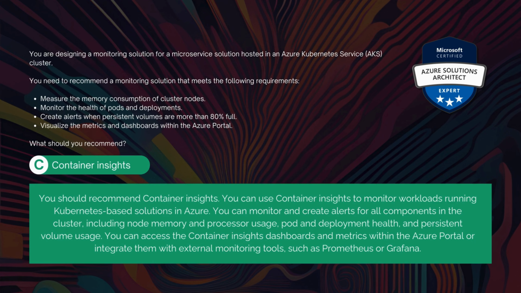The correct answer is letter C, Container Insights. You should recommend Container Insights. You can use Container Insights to monitor workloads running Kubernetes-based solutions in Azure. You can monitor and create alerts for all components in the cluster, including node memory and processor usage, pod and deployment health, and persistent volume usage. You can access the Container Insights dashboards and metrics within the Azure portal or integrate them with external monitoring tools, such as Prometheus or Grafana.